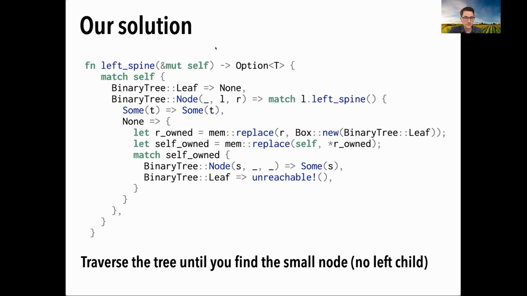In this case, this is left spine. You traverse the tree until you find the smallest or the largest node, where either there's no left child or no right child. And then once again, you have to do some kind of mem replace where you put in an element so it's not temporarily invalid. You take ownership of the thing, and then you pass that all the way up the recursive chain, at least when this is implemented as a recursive function rather than, say, an iterative function.